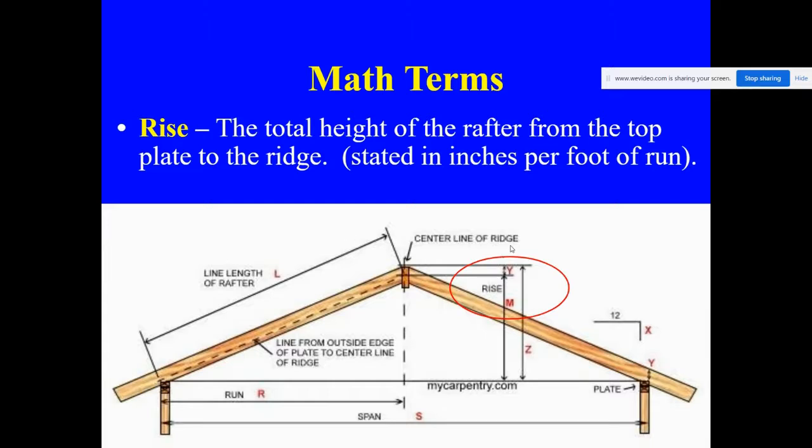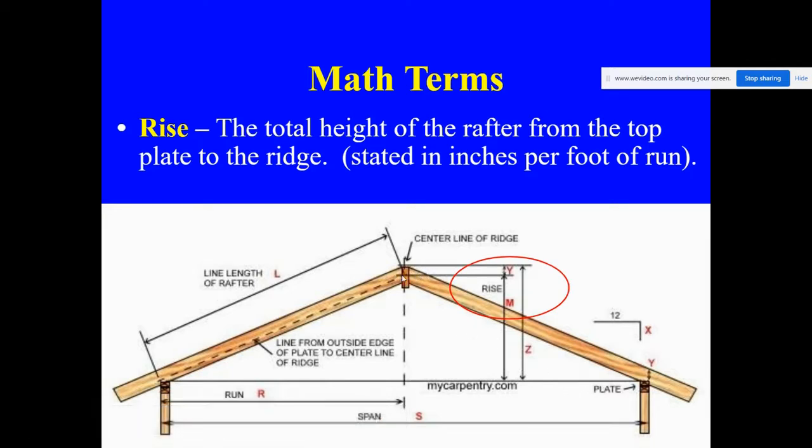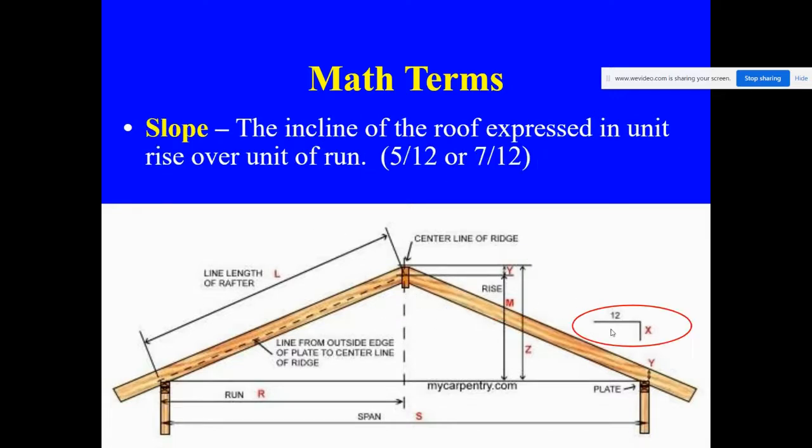The rise, that's the vertical distance from the second top plate up to the ridge beam. All right, so it's the total rise, and it's always stated in inches per foot. So the rise, it's not the total rise. It's just the rise.